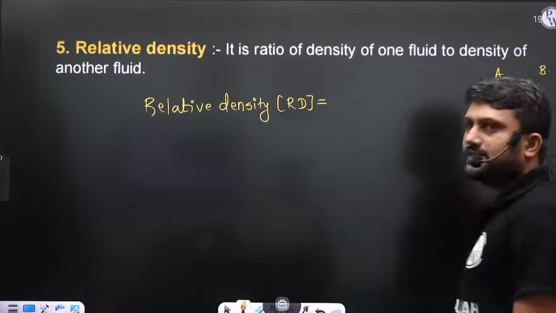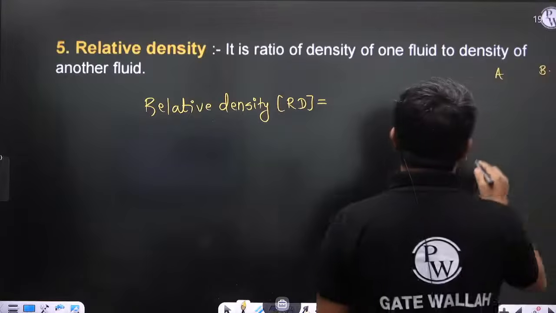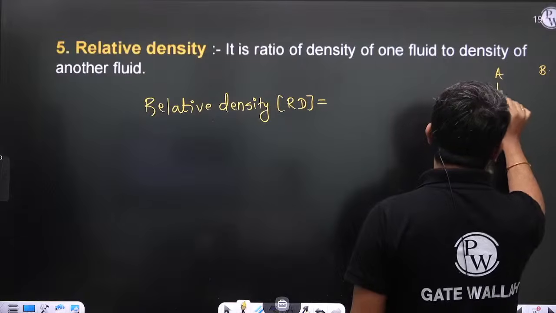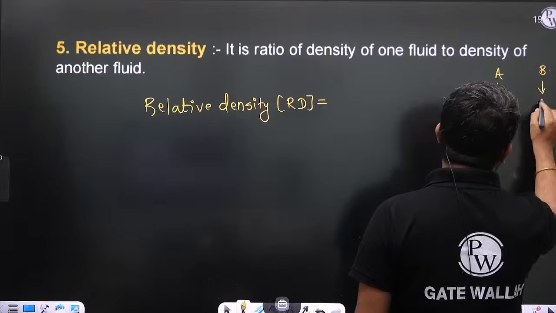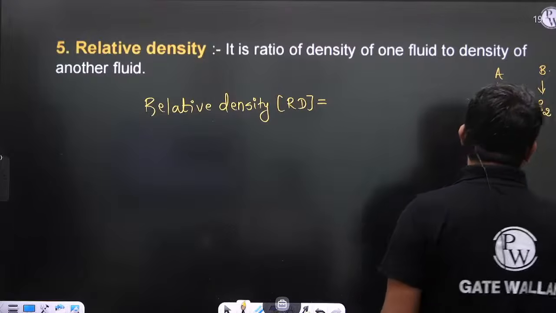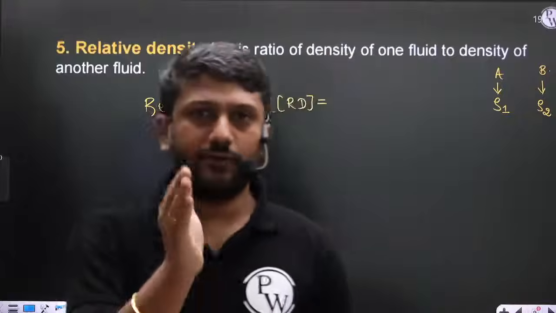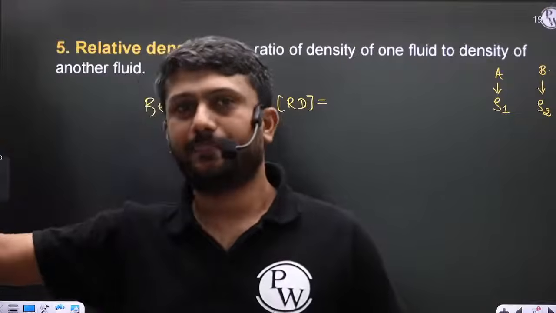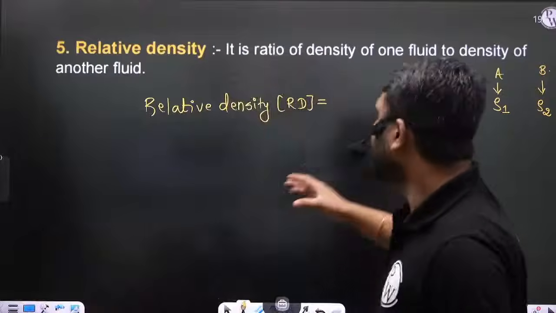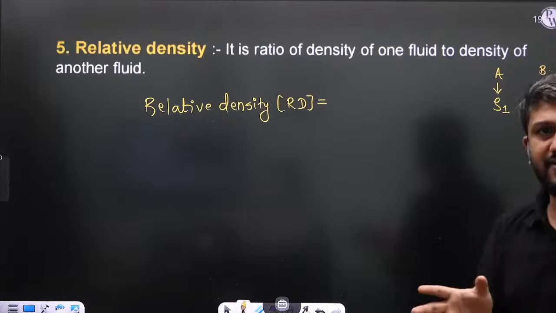So see here, let us consider there are two fluids, fluid A and fluid B. Fluid A having density rho 1, and fluid B having density rho 2. Now I am comparing the density of fluid A with respect to density of fluid B. Right? That fluid B is not a standard fluid.